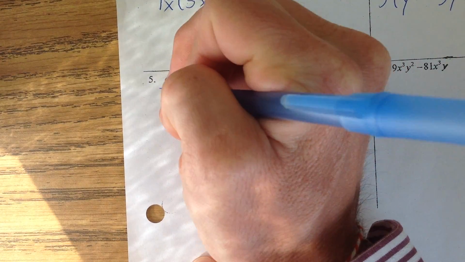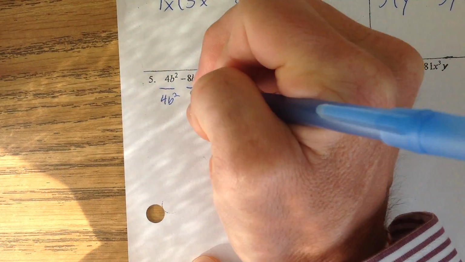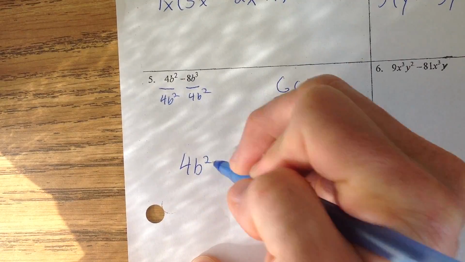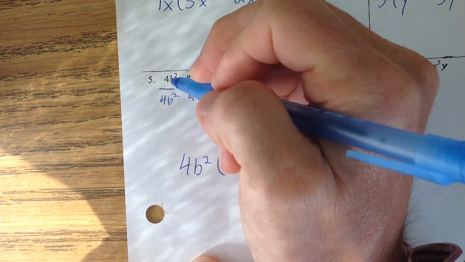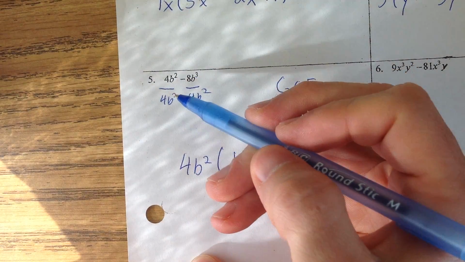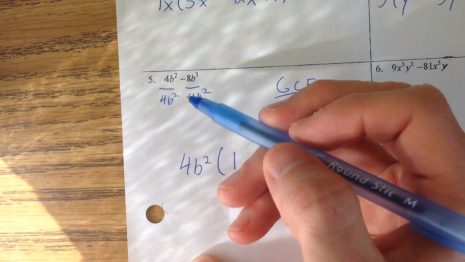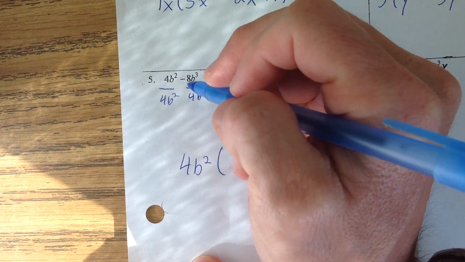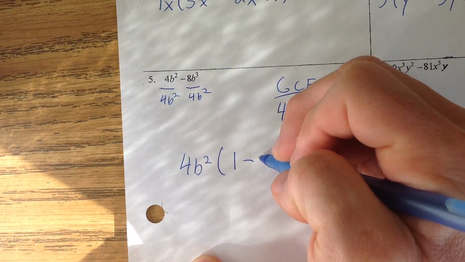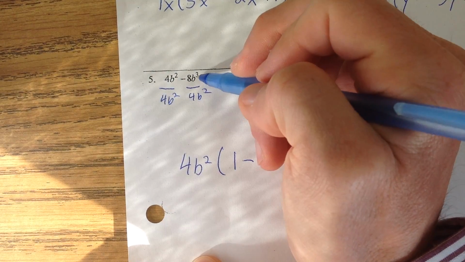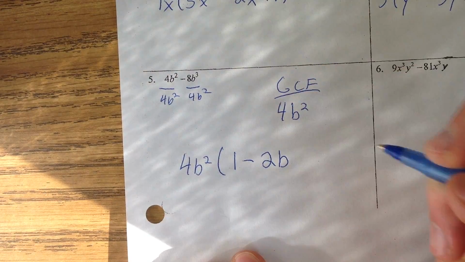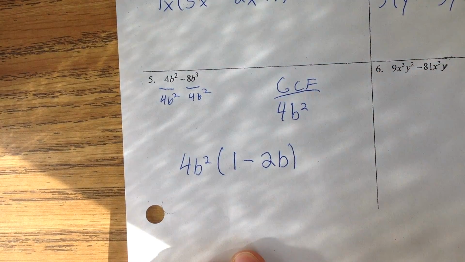So both of these are going to be divided by 4b squared. The 4b squared comes out front. And then 4 divided by 4 is 1. B squared divided by b squared is b to the 0. So you can kind of think of that as they just cancel out. And then on the other side here, negative 8 divided by 4 is going to be a minus 2. B cubed divided by b squared, 3 minus 2 is 1. So that's a b to the first, or just a regular b there.